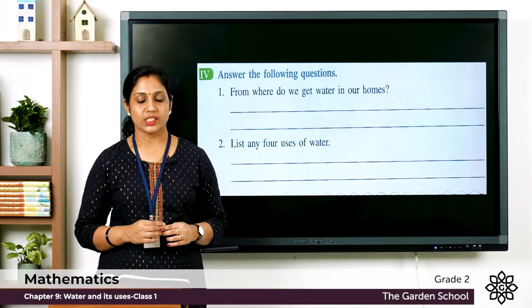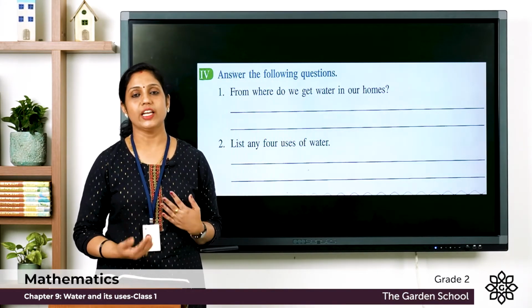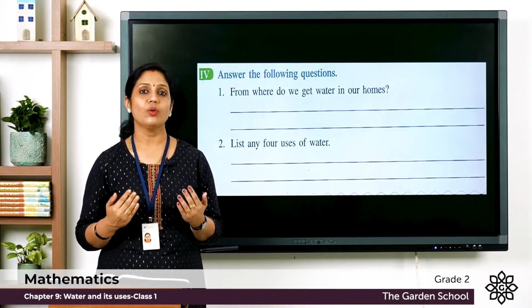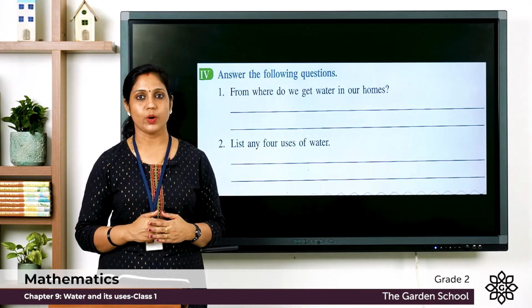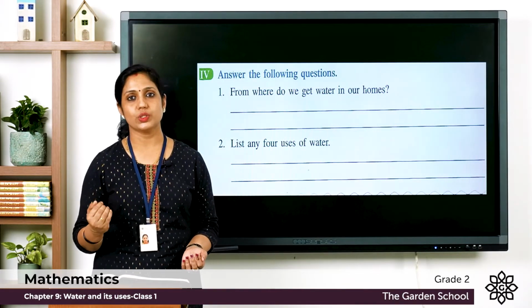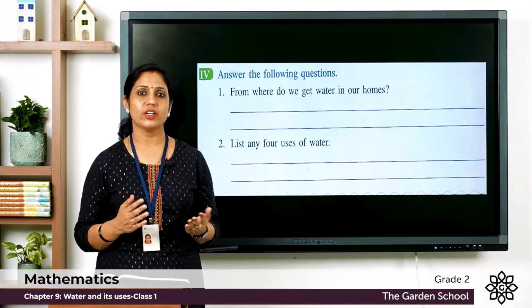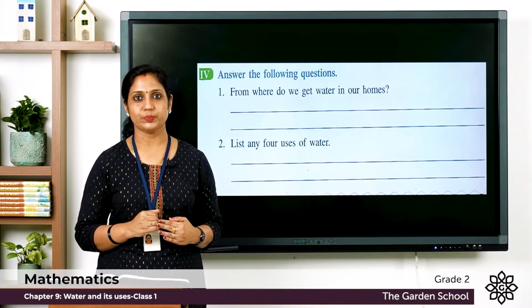Answer the following questions. The first question, from where do we get water in our homes? So how do you get water in your homes? You can write it over there in the space provided. And look at the second question. List any 4 uses of water. So we have learned different uses of water. From that you can write any 4 uses of water.